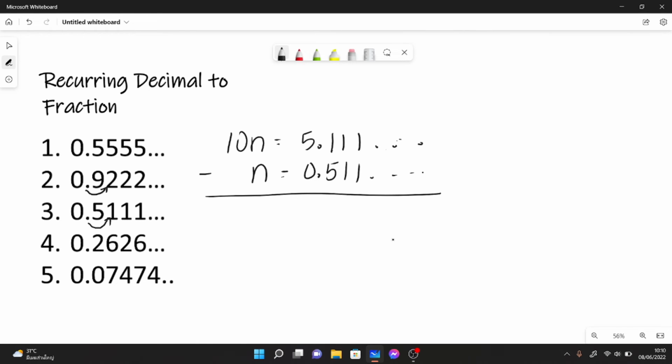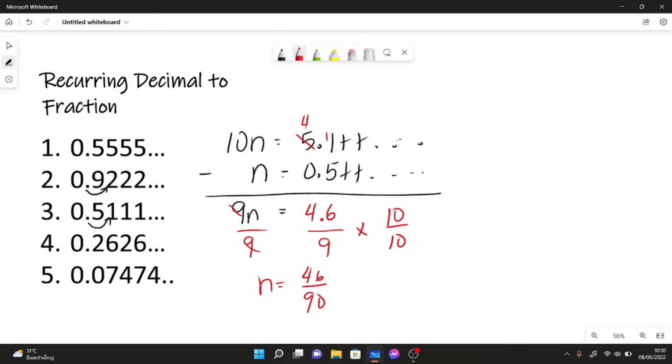And then do the subtraction. We have 9n. So 11 minus 5 is 6. So 5 will become 4. So 4.6 over 9, both sides. So n is equal to, let's multiply it by 10 over 10, so that we can have 46 over 90.